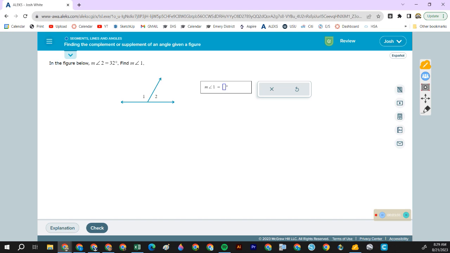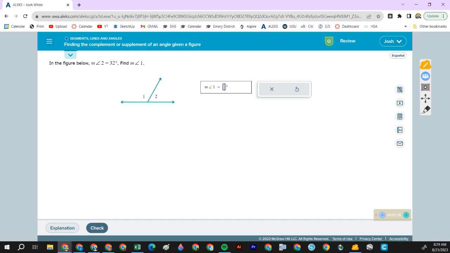So what is it called when two angles add up to 180? It is a straight line, but there's a word for it. Supplementary. Supplementary means two angles that add up to be 180. What do we call it when two angles add up to 90? Starts with a C. Complementary. Supplementary means 180. Complementary means 90.